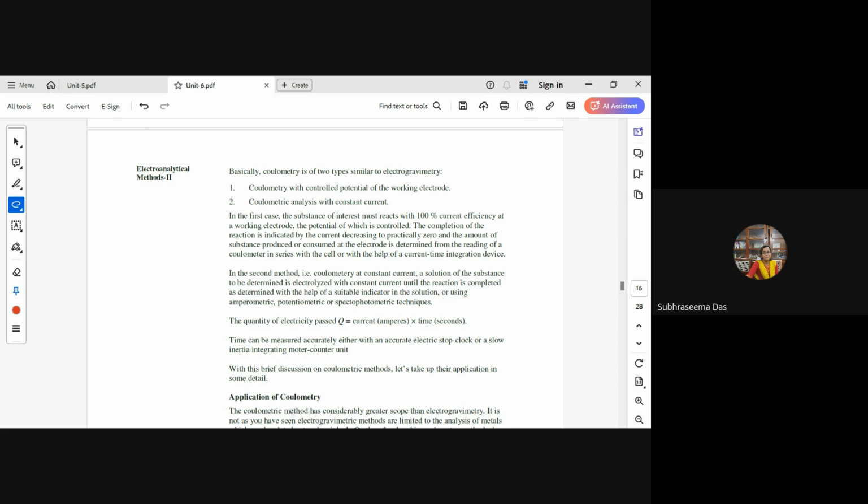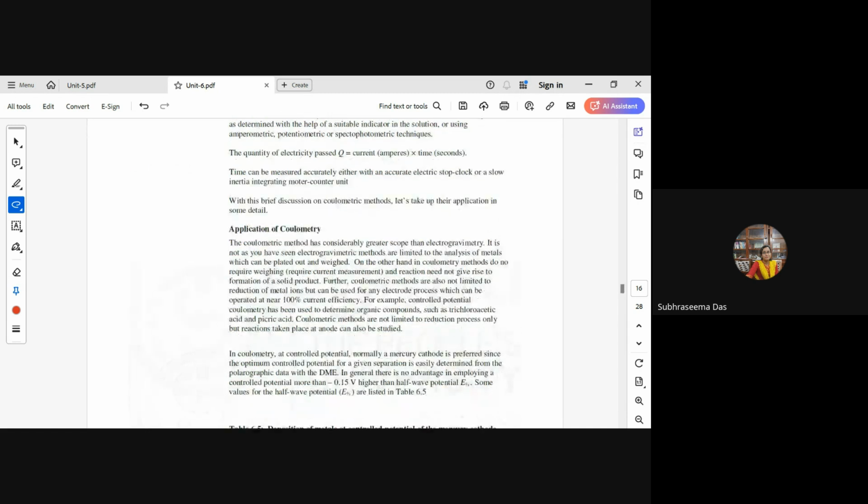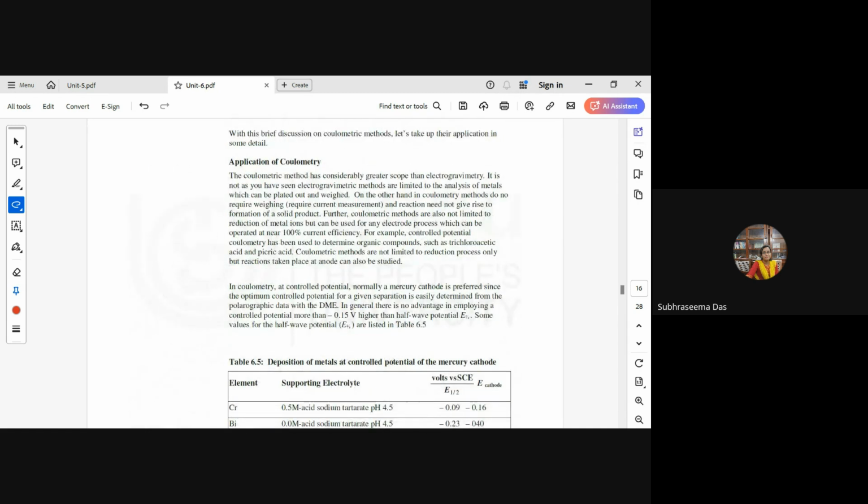It is electrolyzed with a constant current, and when the reaction is completed, the quantity of electricity passed, Q, is given as I into T. The time can be measured accurately with a stopwatch, and from the value of Q, the mass deposited at the electrode can be known. So the coulometric method has considerably more scope and precision than electrogravimetry.